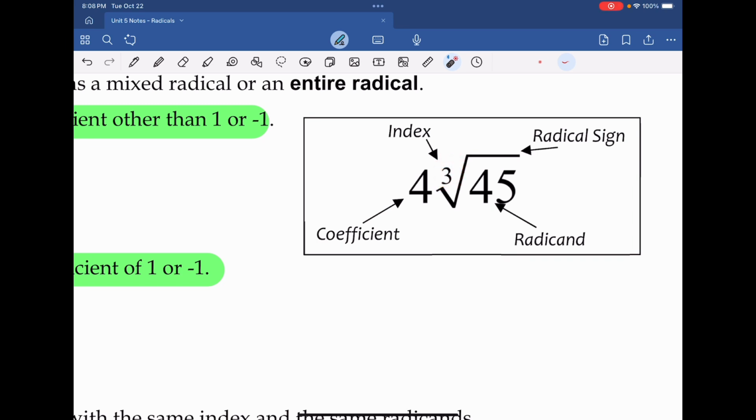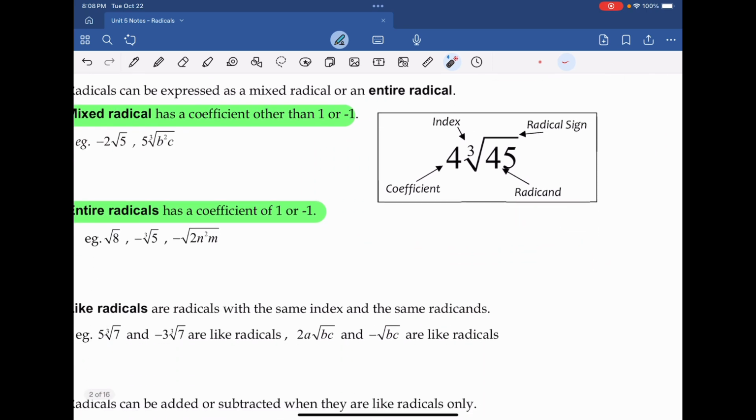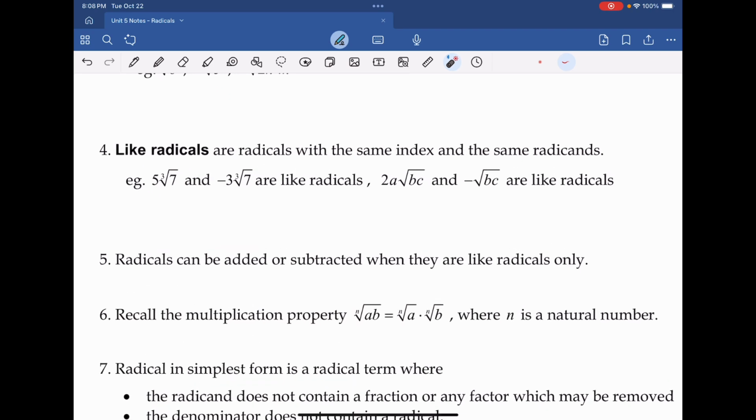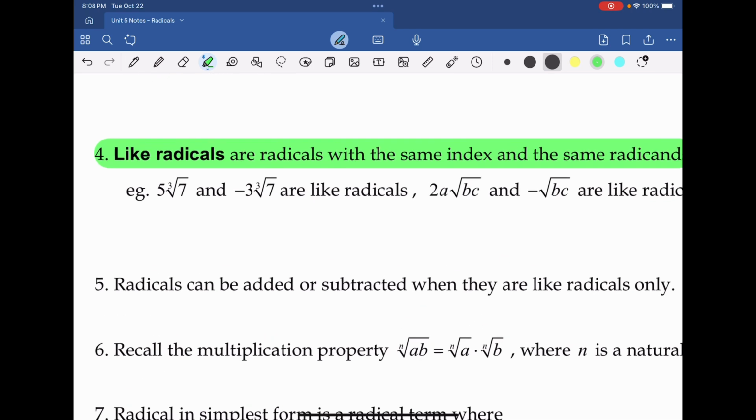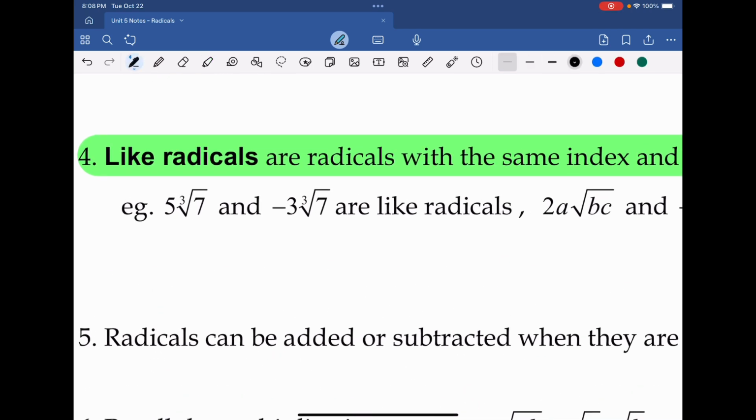The radical sign is just the sign itself that houses the overall radical. And then the radicand is everything that exists underneath the radical sign. All together, all of these pieces make up a radical. All right, now going down, what is a like radical? Like radicals are things that share the same index and the same radicand. So if we look at the following examples here, there's two key details we want to pull out that are the same.